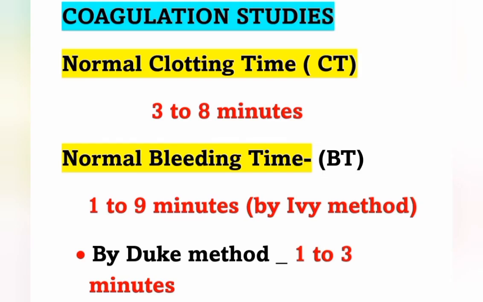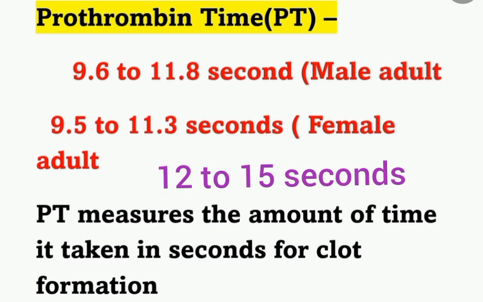Next we can see the coagulation studies normal values. Normal clotting time is about 3 to 8 minutes, and normal bleeding time is 1 to 9 minutes by IVY method, and by Duke's method it is 1 to 3 minutes. Then normal prothrombin time is 9.6 to 11.8 seconds in male adult and 9.5 to 11.3 seconds in female adult. In some books they mention normal prothrombin time as 12 to 15 seconds. They didn't mention male and female, only a common normal value of 12 to 15 seconds.